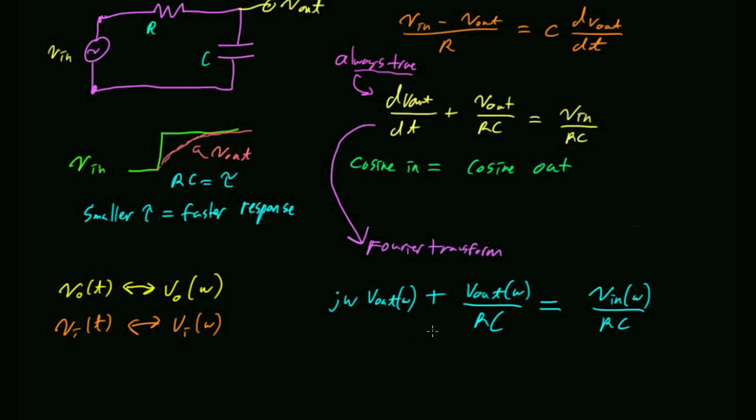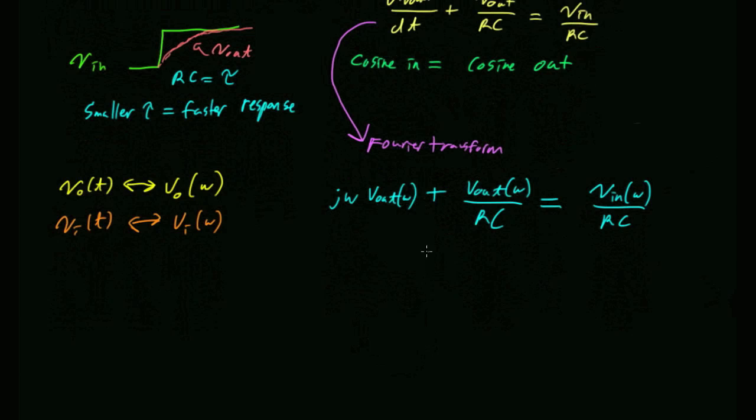Now look what happened. Our derivative became just a linear function, which we can solve. So here's what I want to do. Let's solve for V out, shall we? What do you notice about these two terms? Factor out the V out.